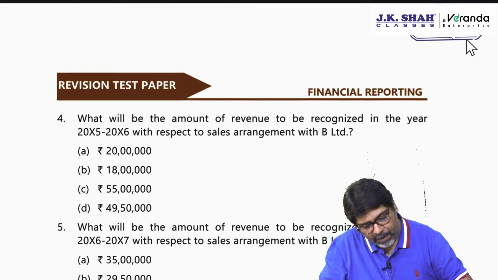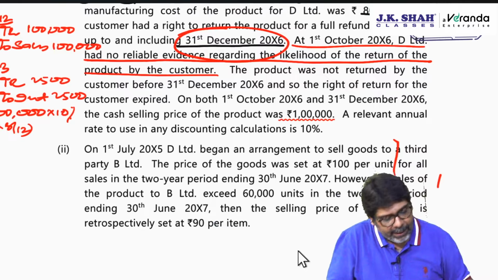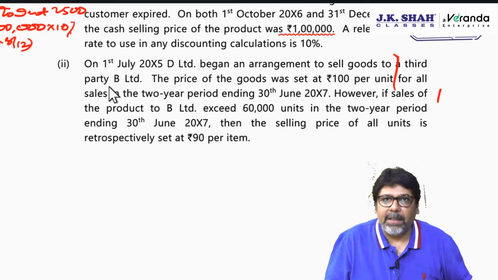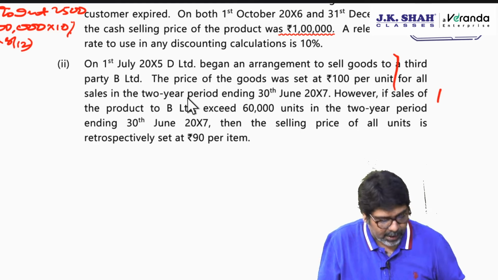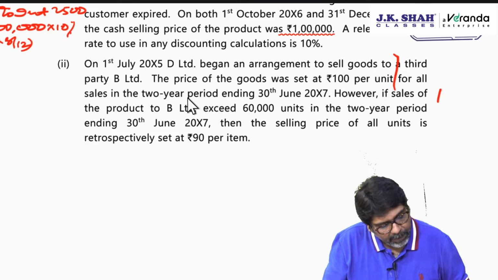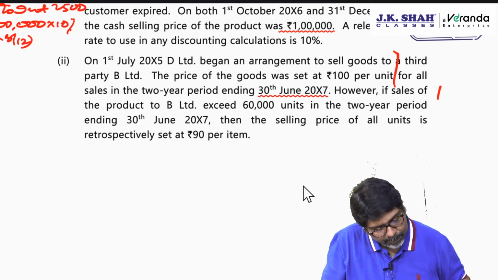Now this is the next one. On 1st July, D Limited began an arrangement to sell goods to a third party, B Limited. Third party means it is not a related party. The price of the goods was set at 100 per unit for all the sales in the 2-year period ending on 30th of June.